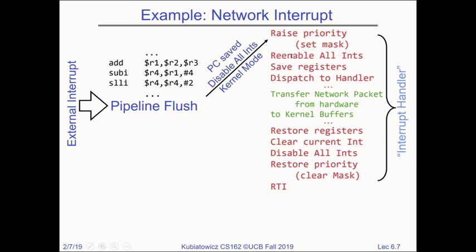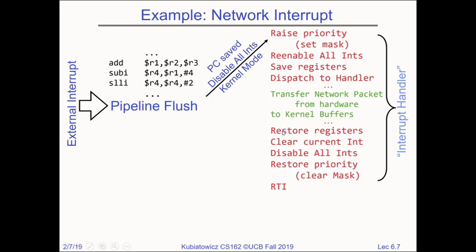I had several questions after that first time I talked about interrupts about why we disable all interrupts and re-enable all interrupts. It's exactly so that this little tiny set of instructions, where we essentially turn off the network interrupt while we're handling it, can run, and then we can re-enable all the other interrupts. Okay? And then, of course, we save the rest of the registers, and we dispatch to the handler, and then that's when we grab stuff out of the network.